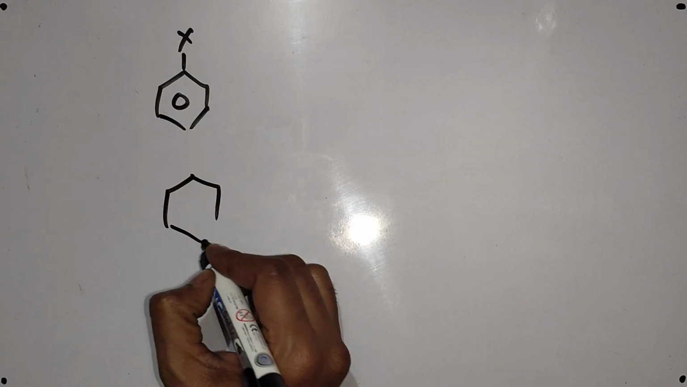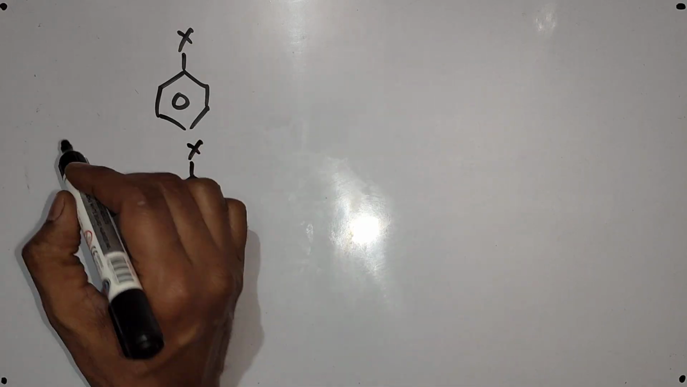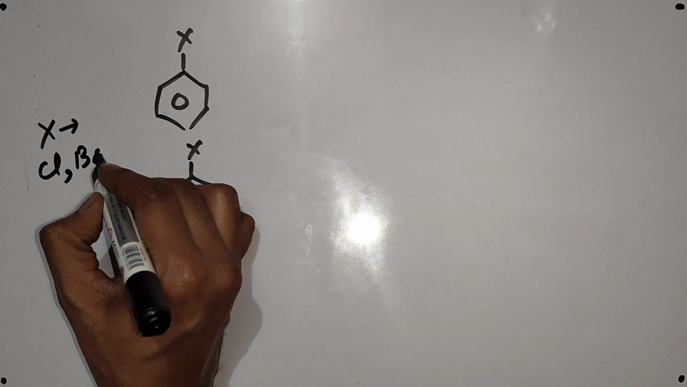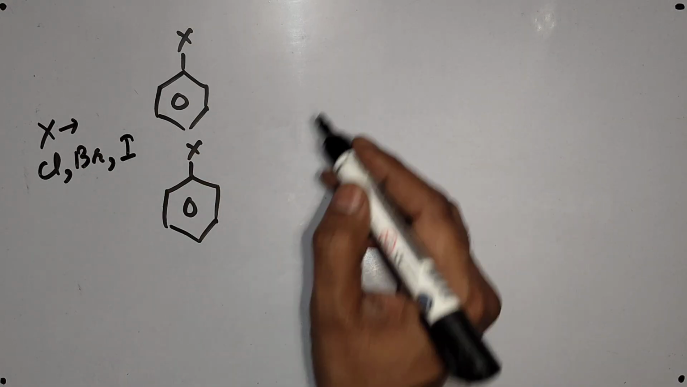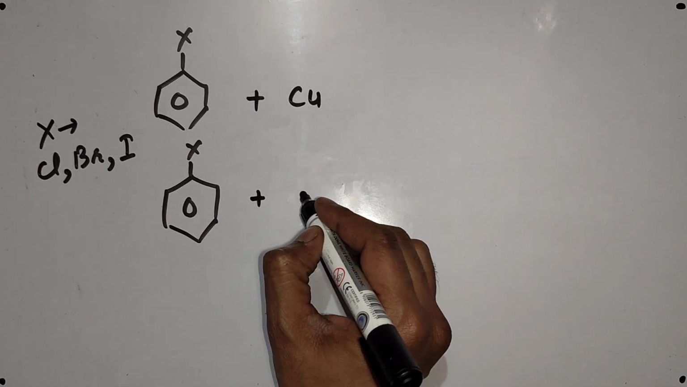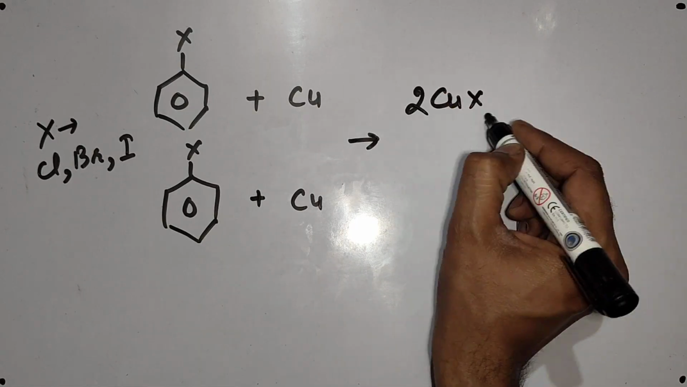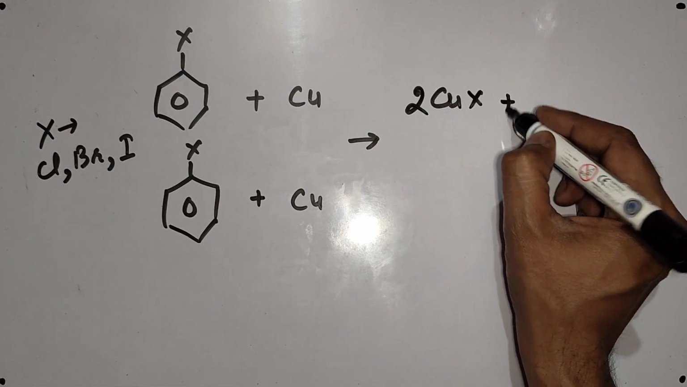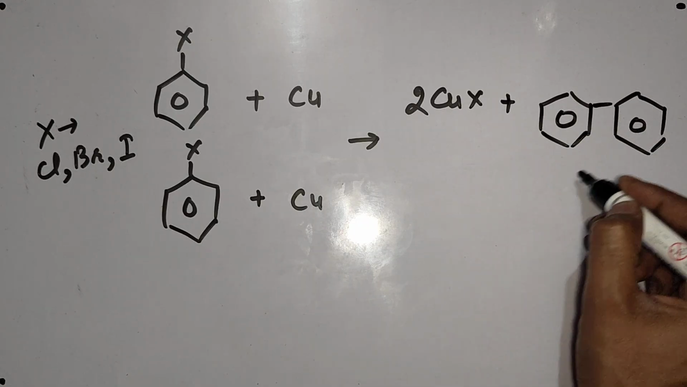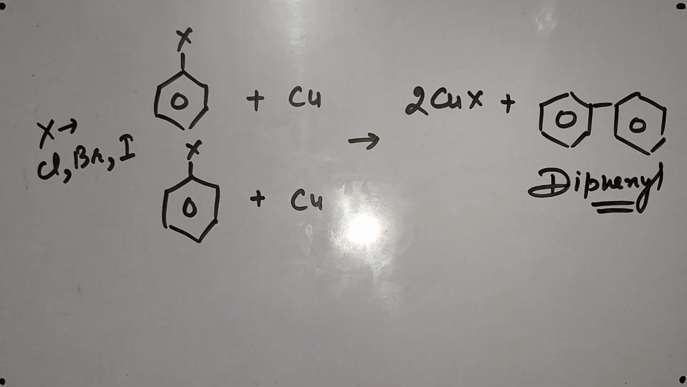Two molecules of haloarene. First it must be clear what X is. It can be chlorine, it can be bromine, it can be iodine. Now two molecules of haloarenes are going to react with two atoms of copper. Two molecules of CuX will eliminate and the benzene rings will combine. Diphenyl will be generated. That's all.